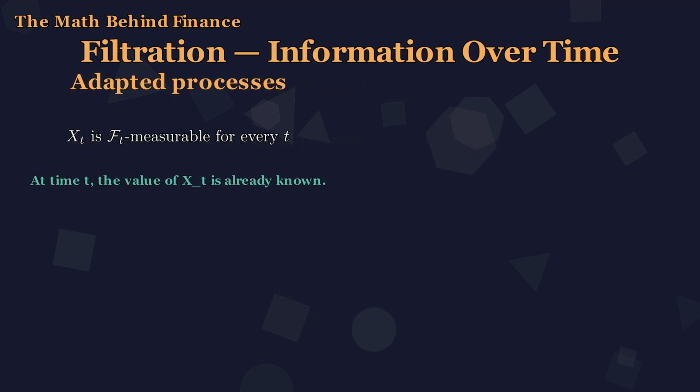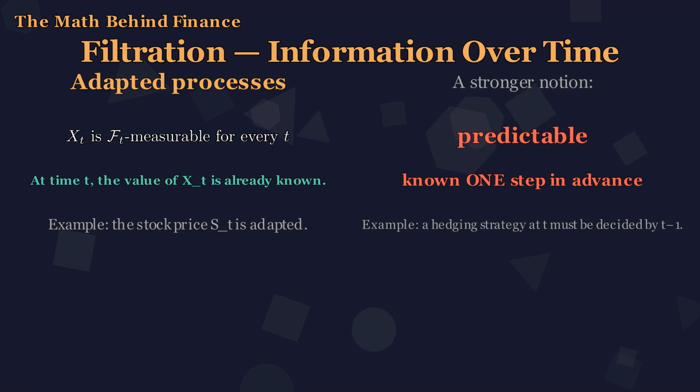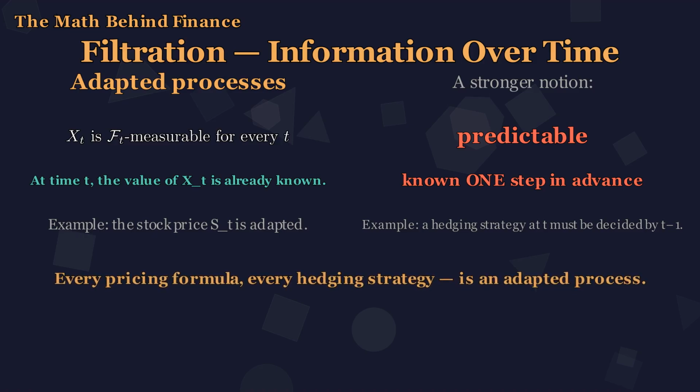Once we have a filtration, a stochastic process is called adapted if at every time t, its value is already determined by F_t. The stock price is the canonical example. You only know today's price today, never in advance. A stronger concept is predictable, a process whose value at time t is already known one step earlier, at time t-1.